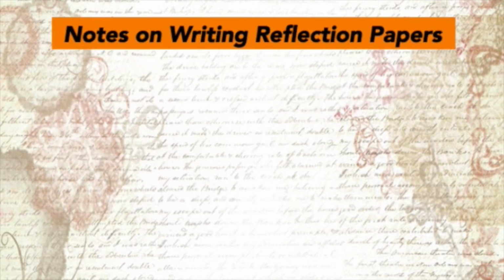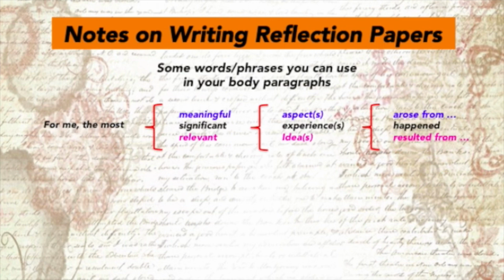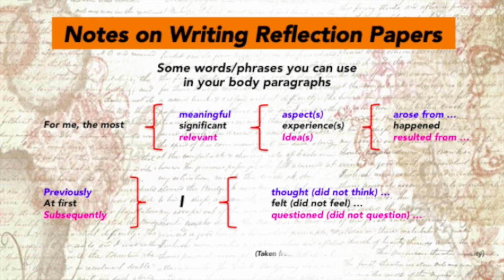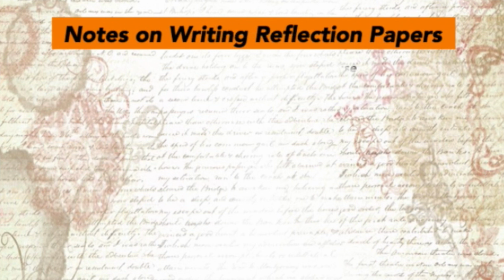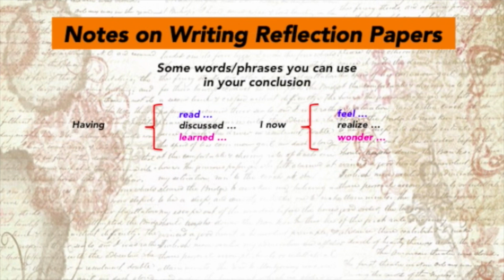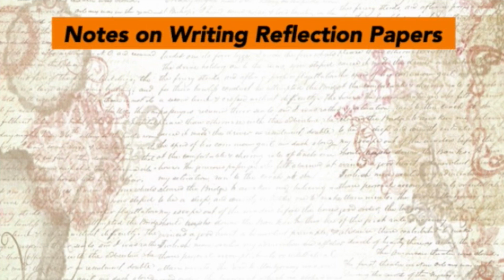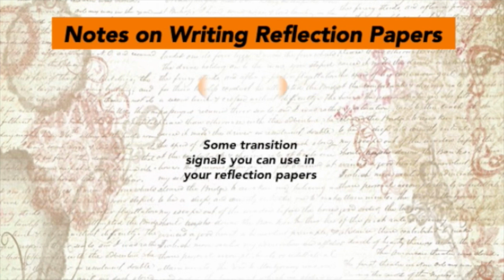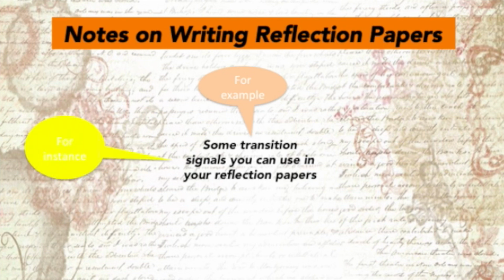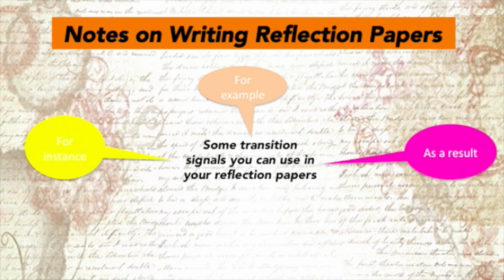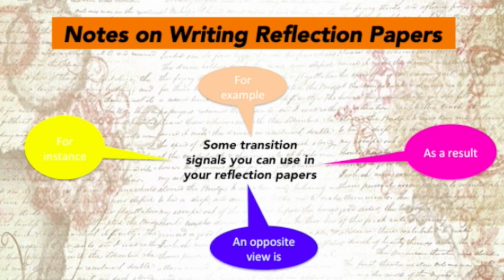These are some of the words and phrases you can use in your body paragraph. These are some of the words and phrases you can use in your conclusion paragraph. To shift your arguments and introduce specific details smoothly, you could use transitional signals such as: for example, for instance, as a result, and an opposite view is.